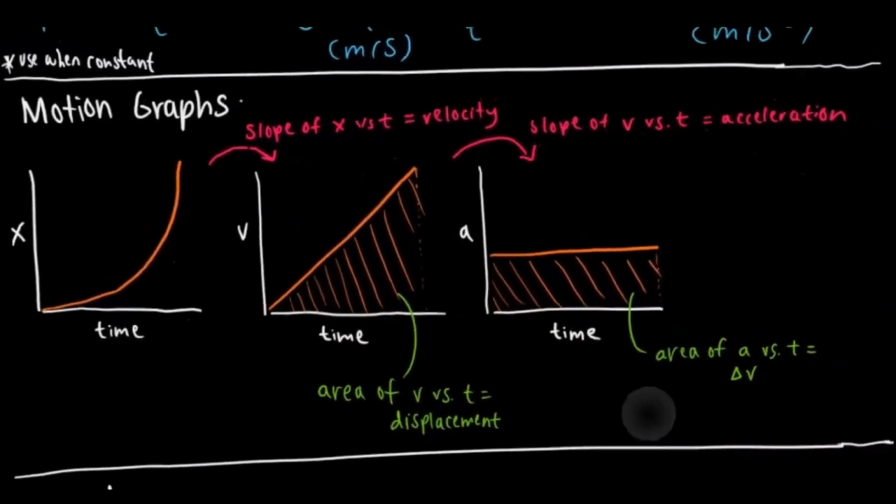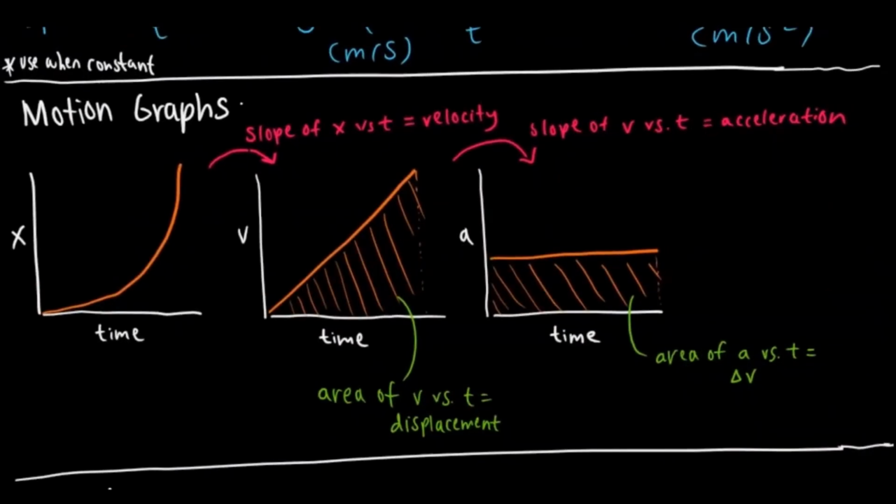Motion graphs: you need to know how to interpret these graphs, and I just have one example here where you can see the position is exponentially increasing, right? In contrast to that, you have that velocity over time graph that's going to be increasing at a constant rate. Because you're increasing your velocity each increment of time, what you're going to get is the exponentially increasing position, right? You're getting faster each time, and therefore your position is going to change exponentially.